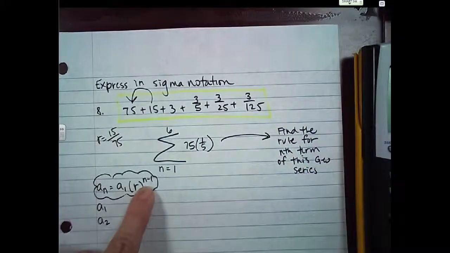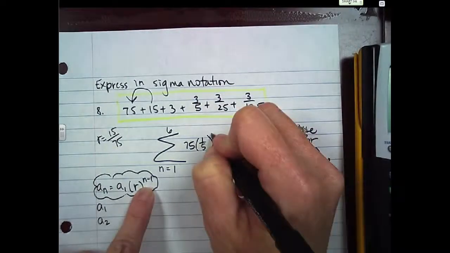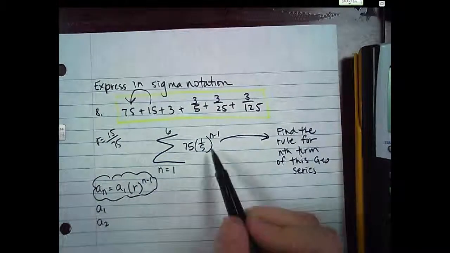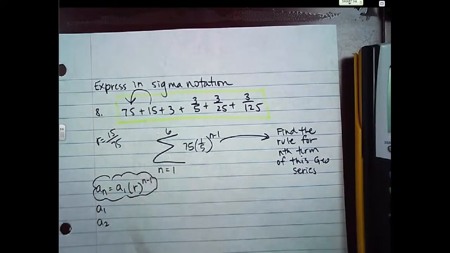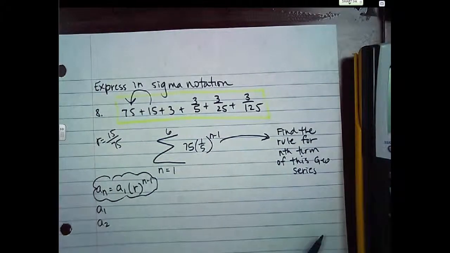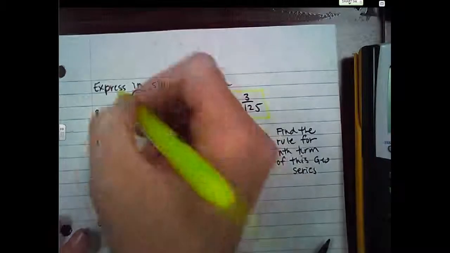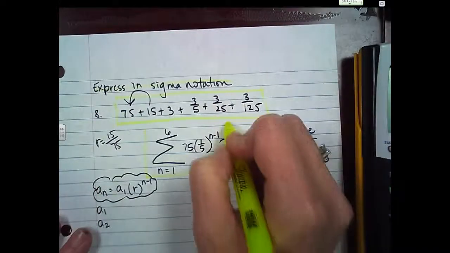Do I need to plug in something for n? No, it's a rule. You need n. You need a variable so you can plug something in. So n minus 1. If you plug in 1 for this n, you're going to get 75. If you plug in 2, you're going to get 15, and so forth. And that's all it's asking. It didn't actually ask me to find the sum. The directions were express in sigma notation, and there it is, in sigma notation.